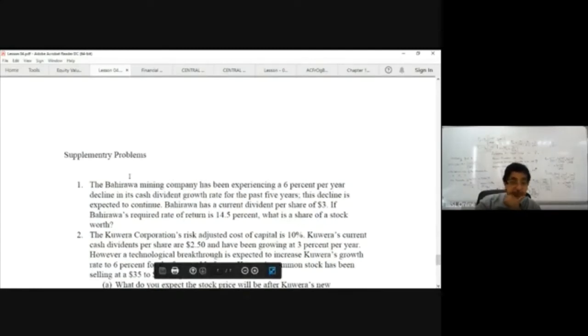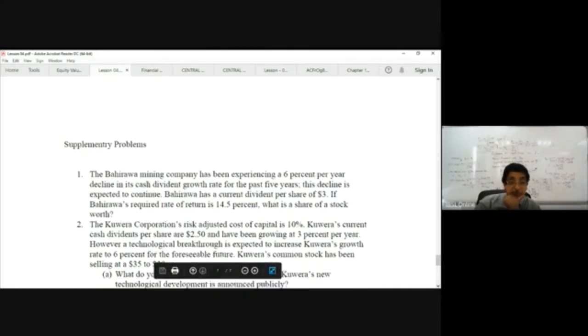Right. Okay. Now, Asanka's concern has been discussed in this question. The Bahirav Mining Company has been experiencing a 6% per year decline in its cash dividend growth rate for the past 5 years. This decline is expected to continue. Bahirav has a current dividend per share of $3. If Bahirav's required rate of return is 14.5%, what is the share of stock worth? Now, can you work it out yourself?